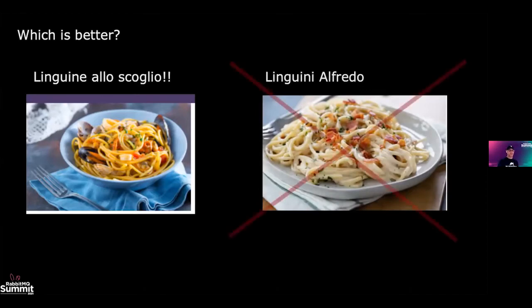So which is best? Which is better? I don't know. What I can say is that this one is the right Italian dish, and the linguine alfredo is not. So I can't say which is the best solution for Kubernetes, but for sure I can say that linguine is actually an Italian dish and the linguine alfredo is not. So this is the only thing that I'm sure of today.